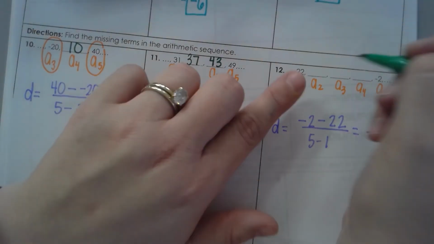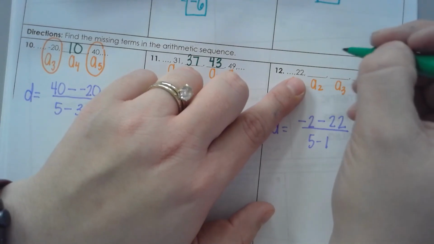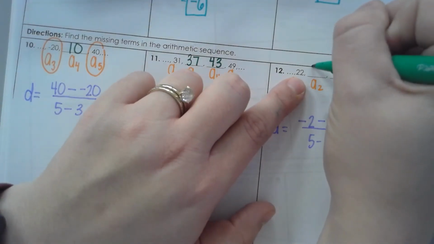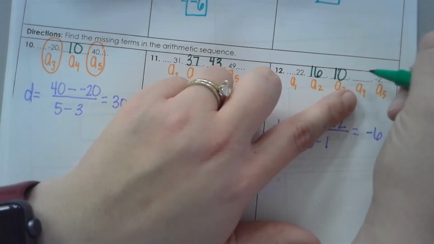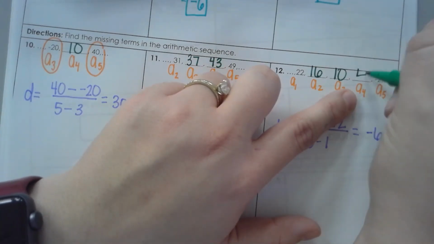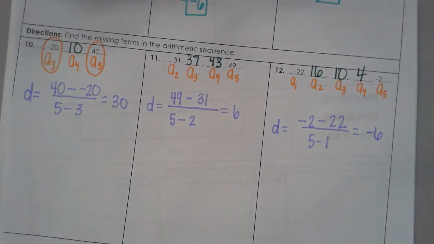So what's 22 plus negative 6? 16. And 10. Negative 2. What's after the 10? 4. Yep. Negative 2. Okay, now we're done, right?